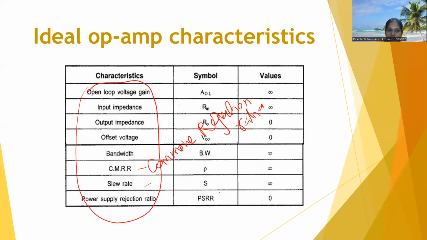These are the symbols associated with them. What is the open loop voltage gain for the ideal operational amplifier? Its value is infinite. We can write the voltage gain as AV equal to V out by V in. This is the gain formula. What is the input impedance? R in. The input impedance value is infinite.